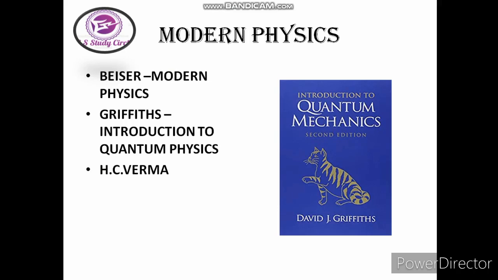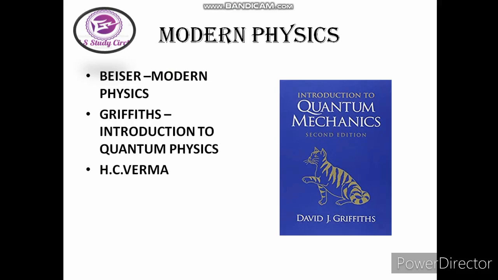For modern physics, for the numericals and for the concepts, I suggest you go through Beiser's Modern Physics. The second one is Griffiths, who also has a contribution to quantum mechanics through the book Introduction to Quantum Mechanics. And the third one I suggest is SC Verma. This is a good one for your concepts and numericals also.